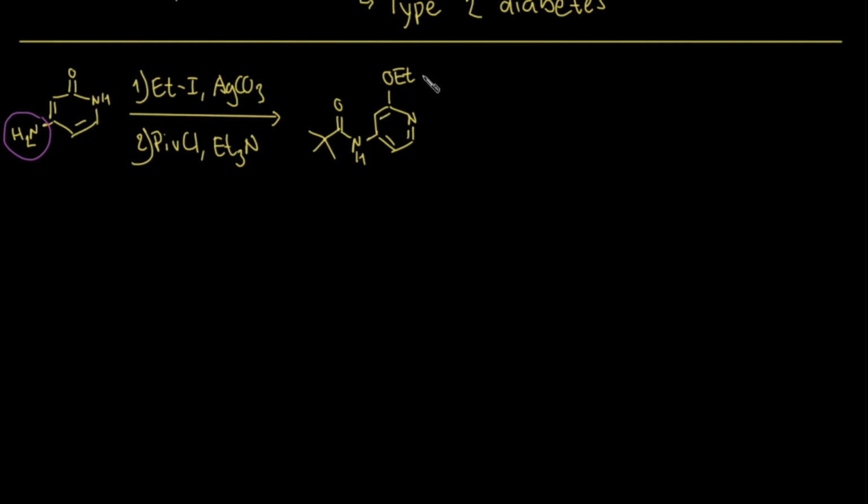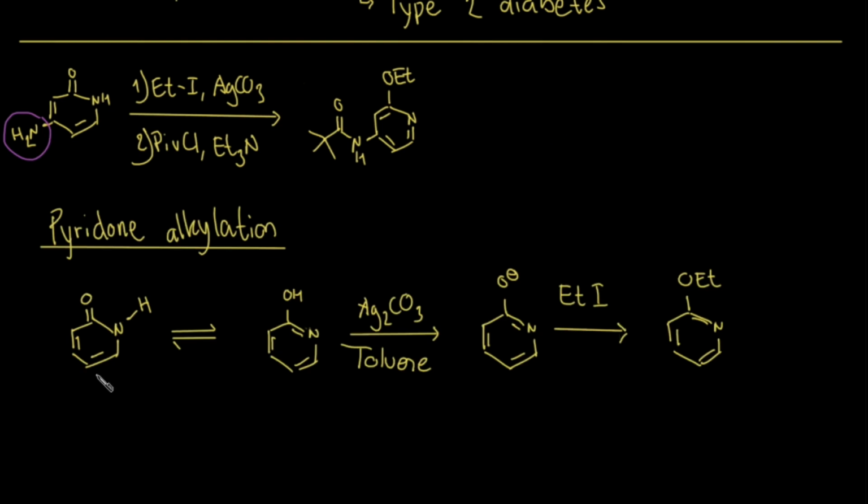So if you're wondering why this selective alkylation only reacts on the oxygen, I'll show you here how it works. The pyridone is in a constant equilibrium with this aromatic tautomer. But interestingly, if you use silver carbonate, which is a fairly soluble base in organic solvents, you're able to selectively deprotonate the hydroxyl group, and in this way selectively alkylate using, for instance, ethyl iodide. It could also be methyl iodide or any other strong electrophile. So pretty neat chemistry, and it works just fine.